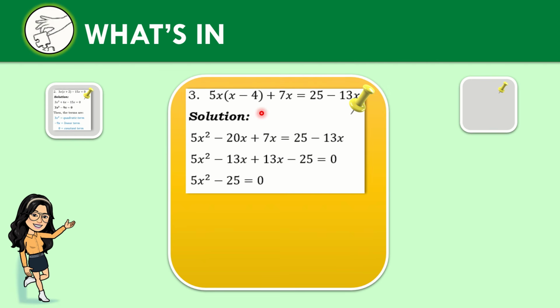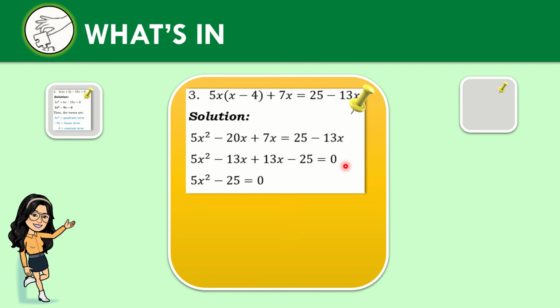Let's look at example number 3. This time, you're given 5x times the quantity of x minus 4 plus 7x is equal to 25 minus 13x. So again, if you see this one, that means you can apply distributive property of equality. So let's do that. We have here 5x multiplied to x, so we have 5x squared. After that, we will multiply 5x to negative 4, so we'll have negative 20x. Copy plus 7x, and then copy the equal sign, and copy the remaining terms in the right side of our equation. That's 25 minus 13x.